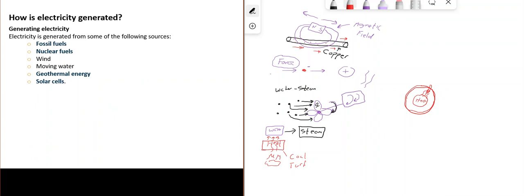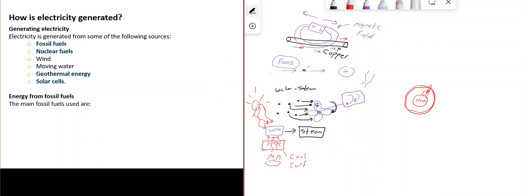We have solar cells. If we have this water, we want to heat it up. So imagine this is the sun. You're using the heat energy from the sun to heat up the water. You can use that, for example, to heat up the water, or you can use it to generate electricity as well.